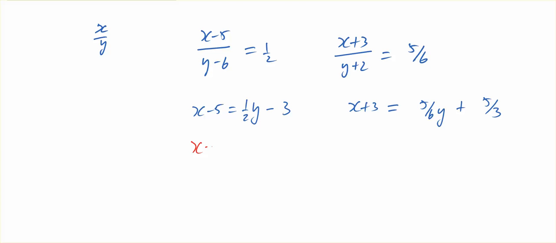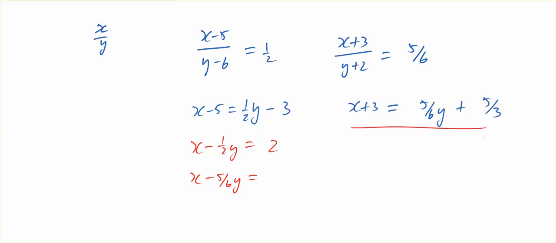So I'll go x minus half y, and the numbers on the other side. So add 5 to both sides, so we get 2 over this side. And on this equation, I'm going to do the same thing: all the variables on one side, and all the numbers on the other. So we're going to have to use some fractions here.